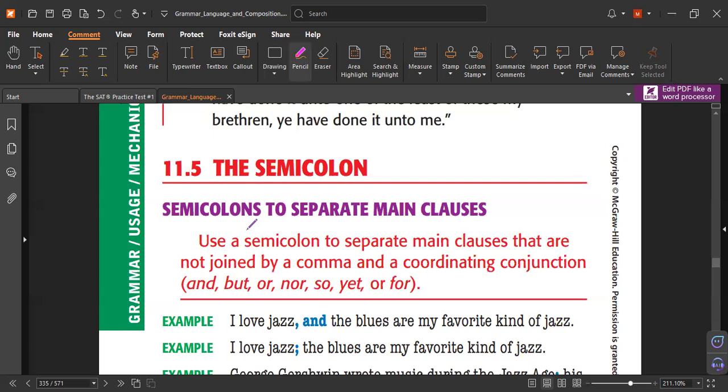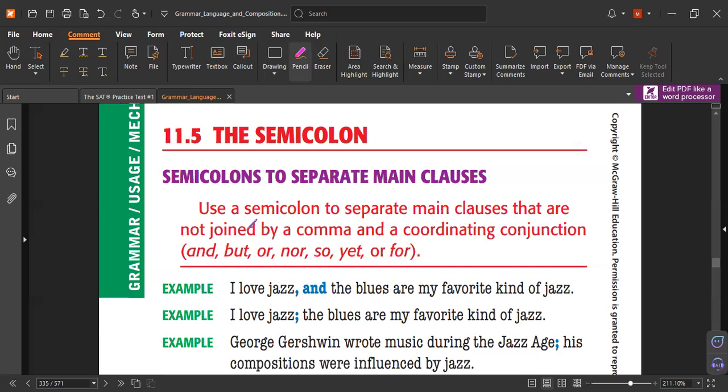Semicolon. Simply, the first rule is, well, let's make it in order. He said semicolon to separate main clauses. So, before a semicolon, there must be a clause. Remember, it's a clause or sentence. Clause means one sentence, a simple sentence. Main clause means simple sentence.